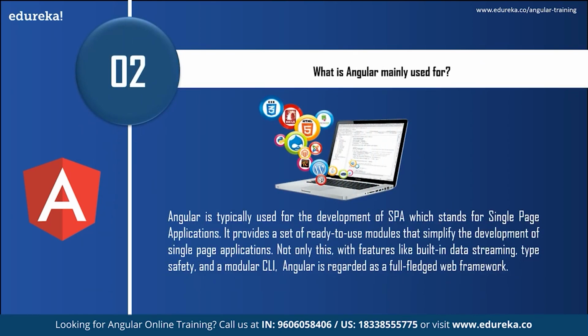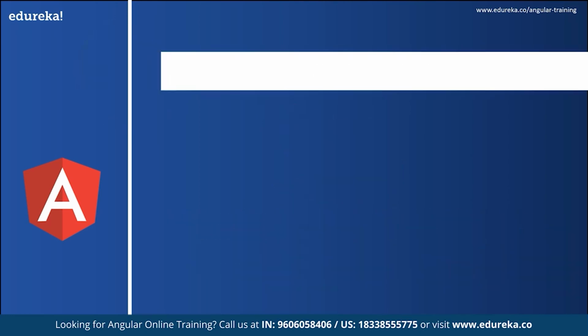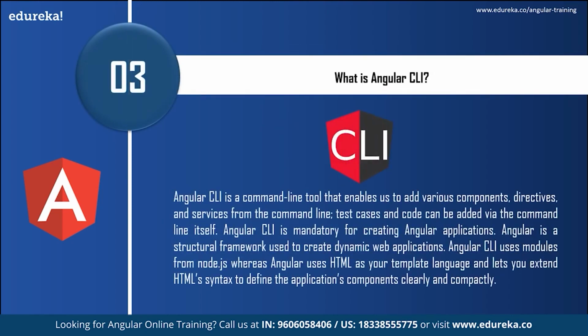Next, what is Angular mainly used for? Angular is typically used for the development of single-page applications. It provides a set of ready-to-use modules that simplify the development of single-page applications. Not only this, with features like built-in data streaming, type safety, and a modular CLI, Angular is regarded as a full-fledged web framework.